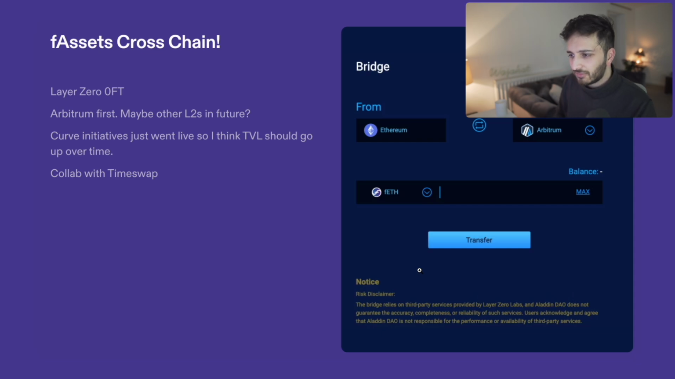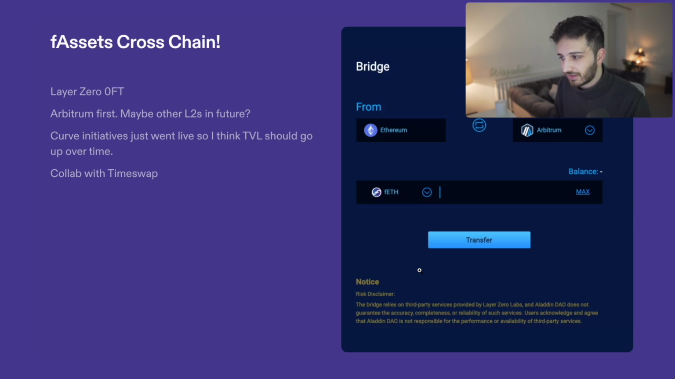So let's talk a little bit more about these F assets. Well, first of all, they are cross-chain. There is an integration with Layer 0 with the OFT token model, and so essentially you can take your FETH and you can bridge it to other chains. And at the moment, Arbitrum is supported, and I think this is great because I think some of us don't really enjoy the process of doing many transactions on ETH mainnet. I think rather we like to use L2s, particularly myself anyway. And so I think being on L2s kind of makes sense.